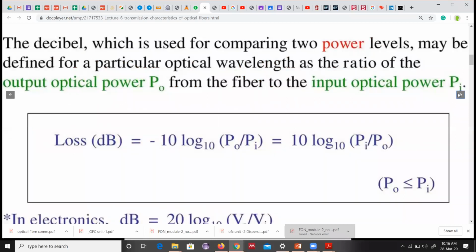So attenuation or loss is usually expressed in terms of decibels. So loss in dB is equal to 10 log to the base 10 of Pi by P naught, that is input power divided by output power, or it is also expressed as minus 10 log to the base 10 of P naught divided by Pi. P naught is the output optical power and Pi is the input optical power.